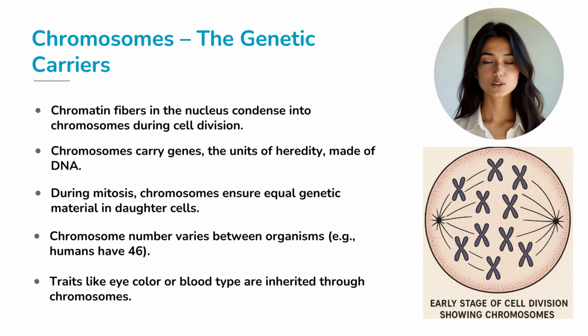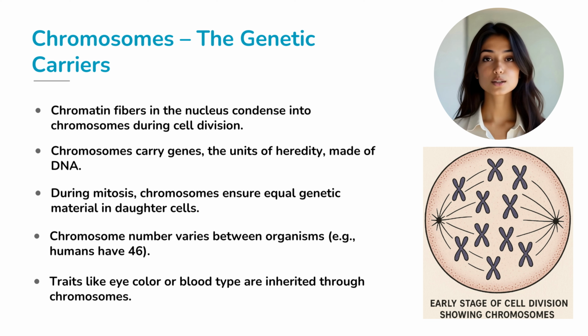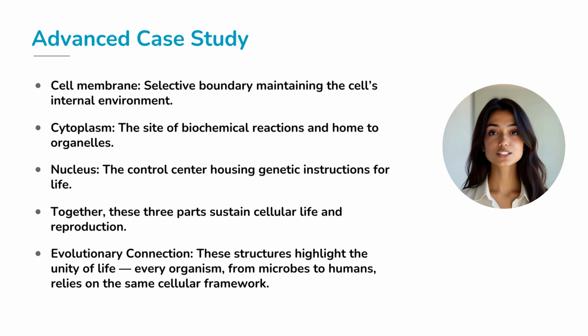During mitosis, chromosomes ensure that each daughter cell receives an exact copy of the genetic material. This process maintains consistency from one generation of cells to the next. Isn't it fascinating that, from the simplest bacteria to complex humans, this tiny structure inside the nucleus governs inheritance, traits, and even our evolution? Now that we've seen each part individually, let's step back and understand the big picture.